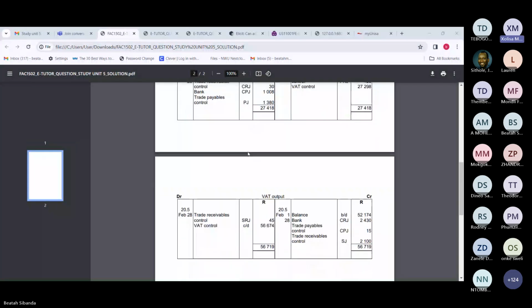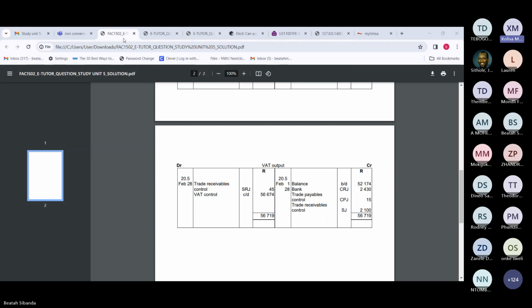Okay. So remember we said with output VAT, I said technically it's a liability. So you owe SARS money, right? So when we have a liability, the balance that we bring down is on the credit side, right? So 52,174, that was in our trial balance. And we bring it in on the credit side, right? That's our 52,174. Everyone happy with that?